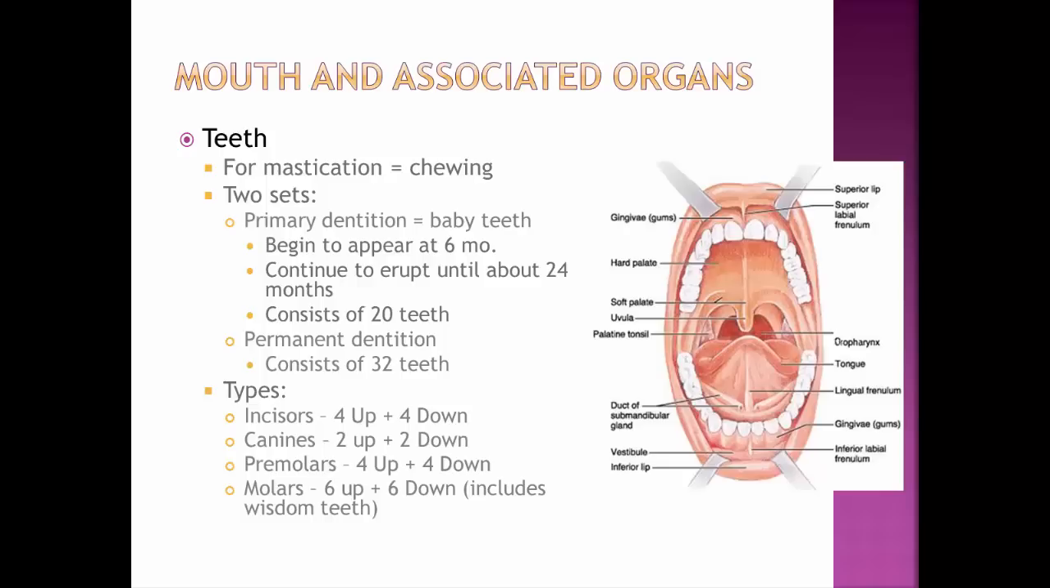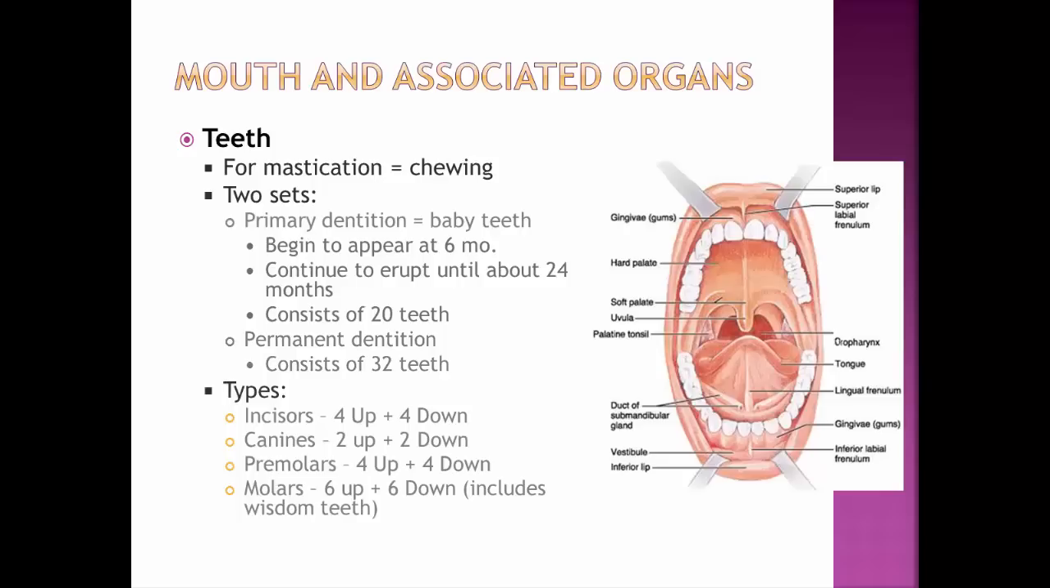The teeth are, of course, used for mastication, or fancy way of saying chewing. They consist of two different sets. We've got one set as our baby teeth, or our primary dentition. Those show up at about 6 months of age, and then they continue to erupt until kids are about 2 years old. By the time they get a full set, they've got 20 teeth in their mouth. The permanent teeth show up later. They replace, of course, the baby teeth and end up consisting of 32 teeth.